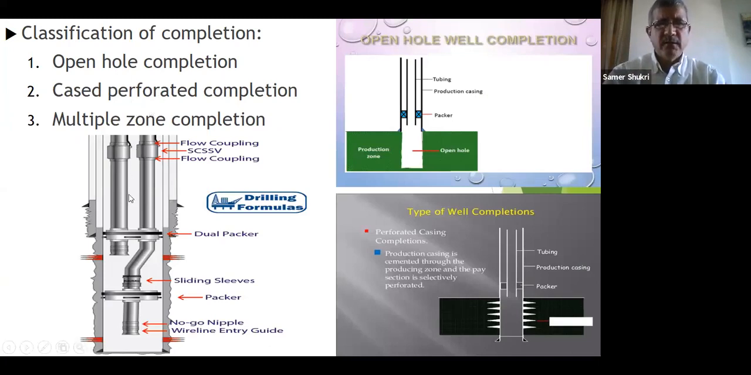Classification of completion. We have this, which is open hole completion. This is open hole. You see it? Here we have cased perforated completion. This is this one, cased perforated completion. This is multiple zone completion. This is dual, this is short string. This is dual long string with 2 packers. You see them, dual packer.